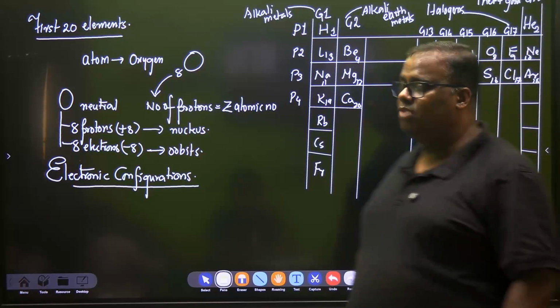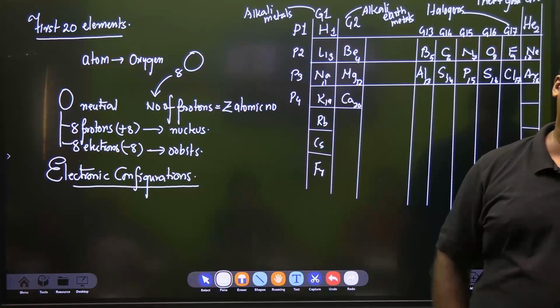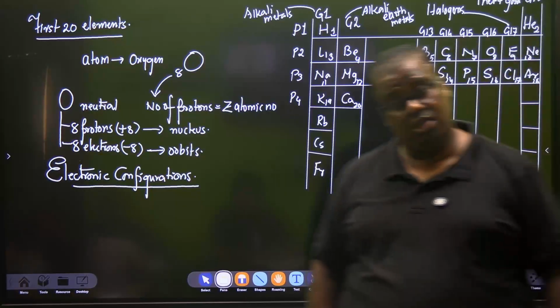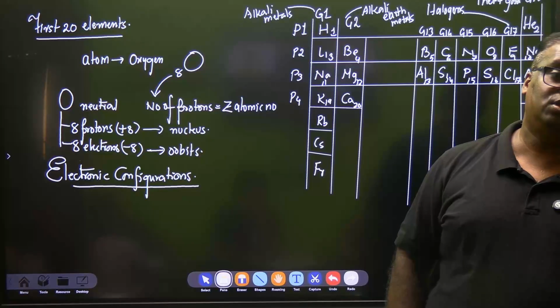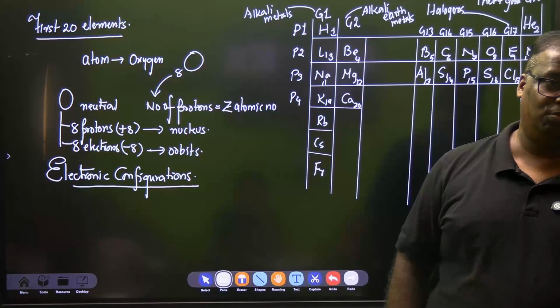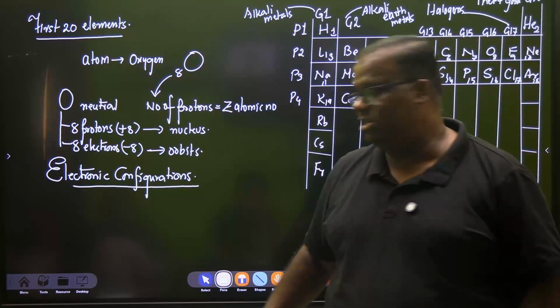Now this was given by the scientist named Niels Bohr. Bohr's son, Aage Bohr, both are Nobel laureates. And their nephew is also a Nobel laureate. So Bohr gave what is known as the Bohr electronic configuration. So we'll study today what electronic configuration is.